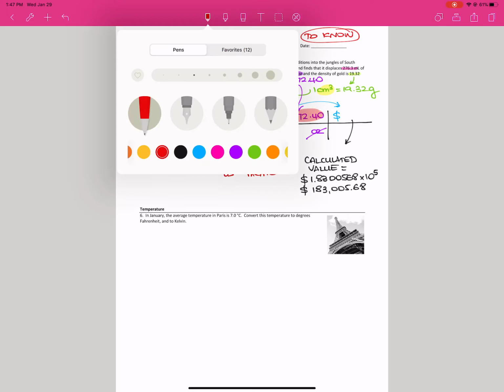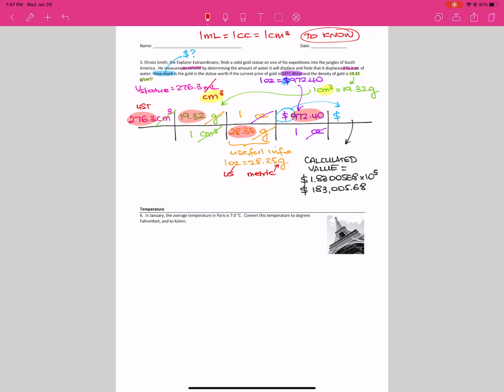So let's check. 4 sig figs here, 4 sig figs here, 4 sig figs here, and 5 sig figs here. We're doing multiplication and division, so we're going to go with the least amount. So our answer should be given to 4 sig figs. So let's check. 1, 2, 3, and 4. So I need to keep 4 sig figs.